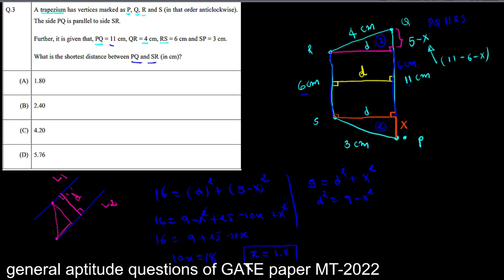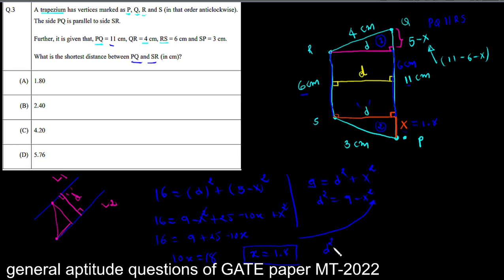So now we have found this dimension here. So we can say this x has a value of 1.8. So now easily we can find this value d, and it is our main focus because they are asking the shortest distance between those two parallel lines. So simply put this x here in this first equation to find the value of d.